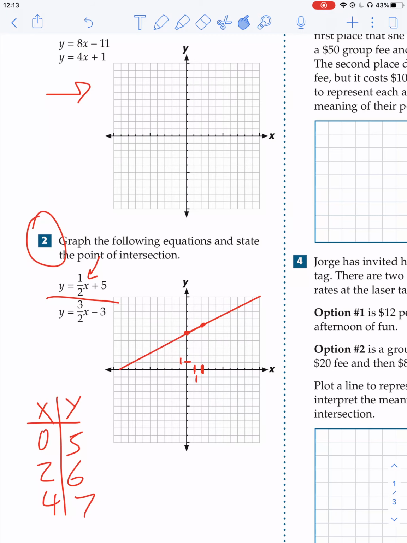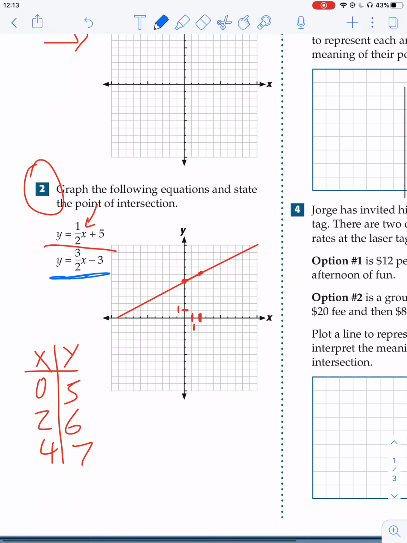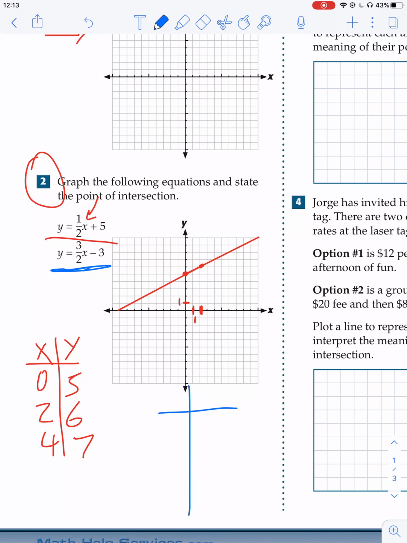Now let's work with the other one in blue. So again, I'm gonna make a table down here. So x, y, when x is 0, y is at negative 3. When x is at 2, then this would be 0. And when x is, again, I'm increasing by 2 because my denominator is 2. So the next one will be 4. And at 4, I will be at 3.